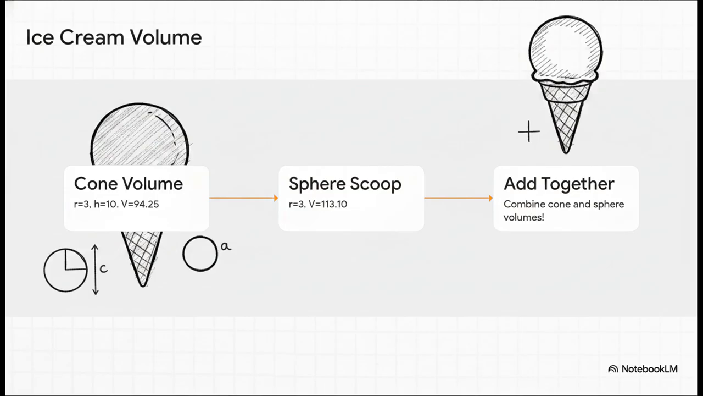Step 2, we look at the ice cream scoop, which is a sphere. It also has a radius of 3 centimeters. Now, the sphere formula is 4/3 times pi times radius cubed. That's 4/3 times pi times 27, which gives us 36 pi, or about 113.10.